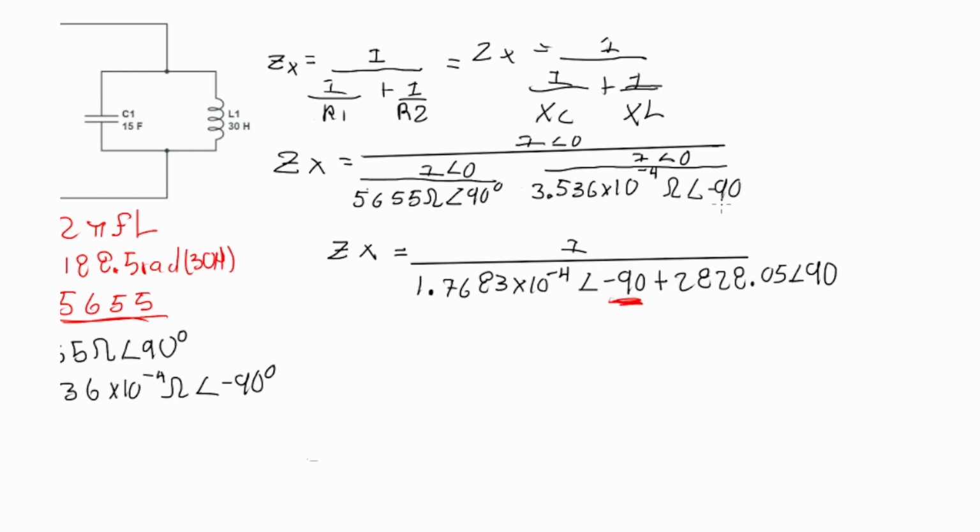And here is the same thing. We subtract minus 90 degrees from 0 degrees. When you subtract a negative value, the result will be positive. So we obtain 90 degrees here. Now it's just a matter of doing this addition and adding these two so we can obtain the impedance.